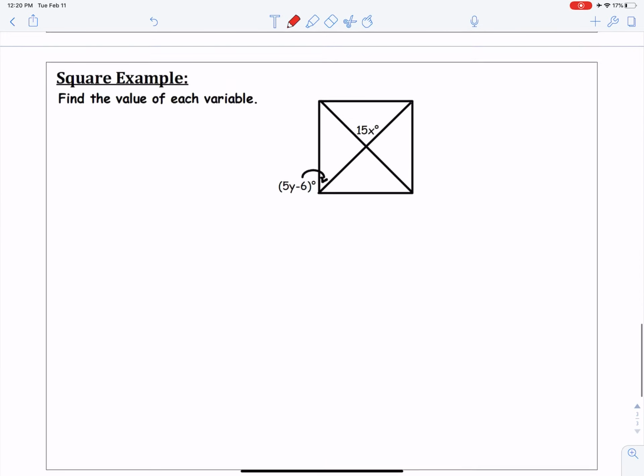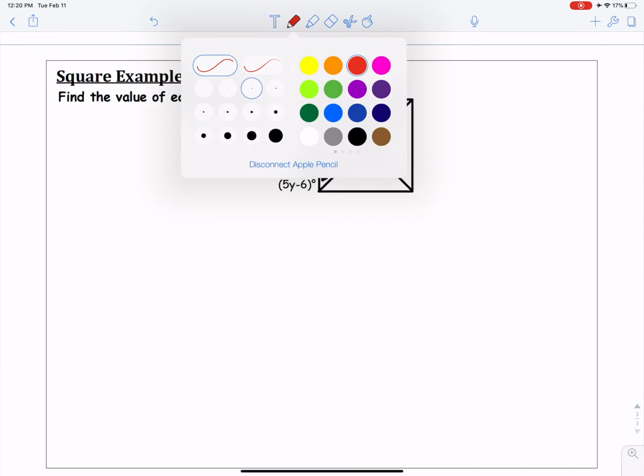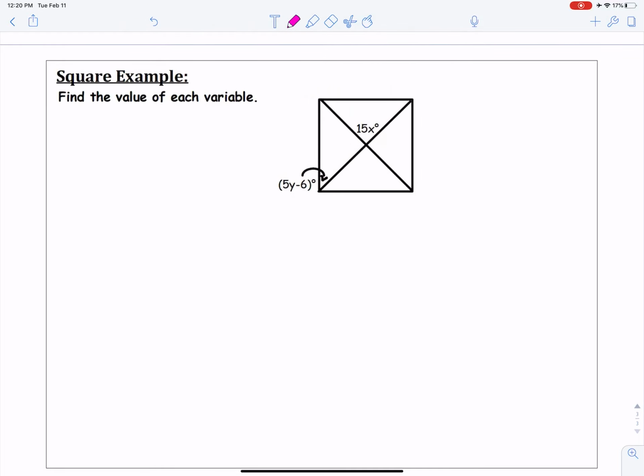On the next one, we're going to use properties of a square. So I know in a square that all 4 sides are equal. I know that these angles are being bisected here. And I know that I have perpendicular bisectors here. So I'm going to set 15x equal to 90 and then divide. So I get x equals 6.